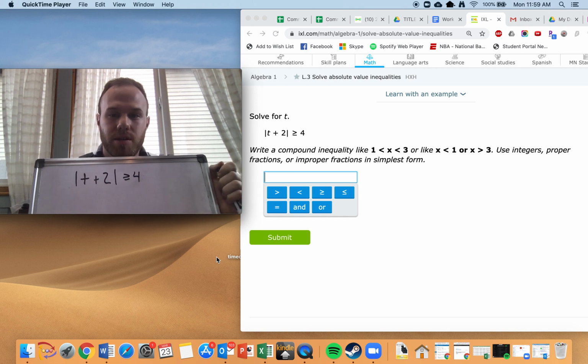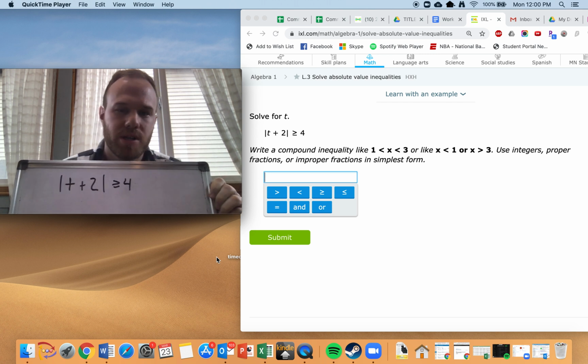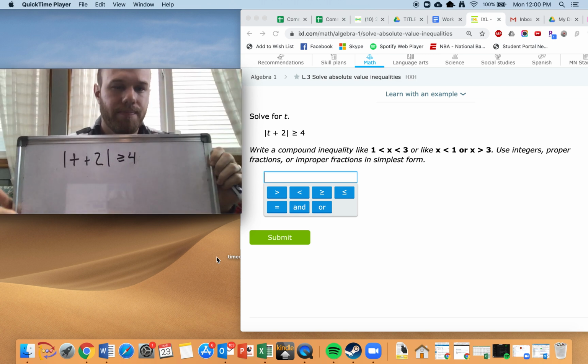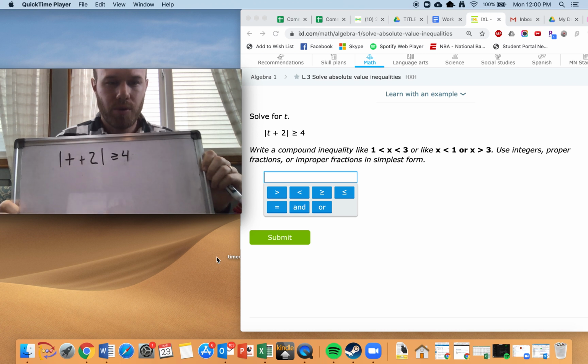This is Mr. Bonneman here talking about L3. Probably, in my opinion, one of the more challenging ones. Especially, again, I did one for T4. I recommend doing T4 before T3, actually. So here's T3. I have the absolute value of T plus 2 is greater than or equal to 4.